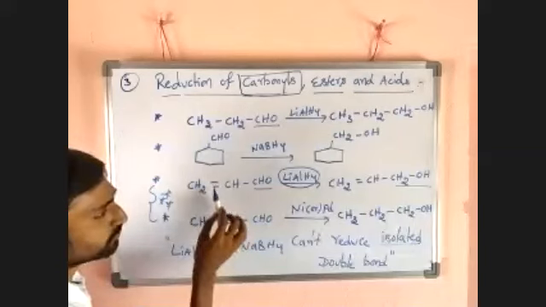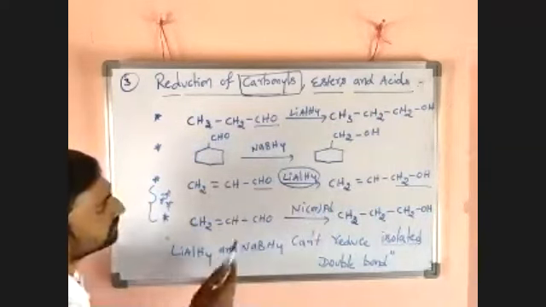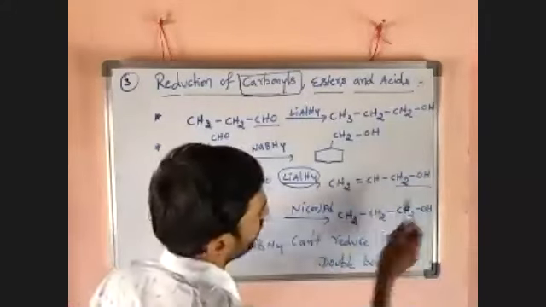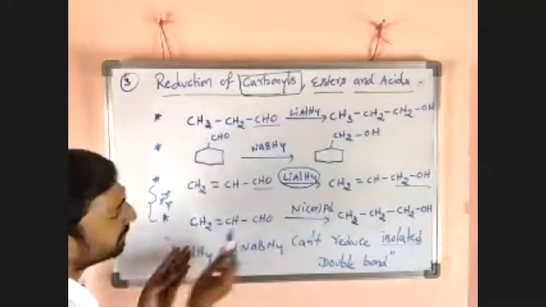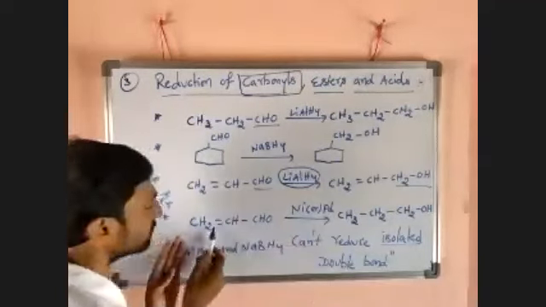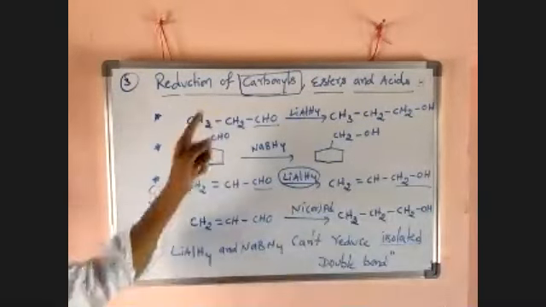So these types of questions are important from the IIT point of view. LiAlH4 and NaBH4 can just reduce CHO into CH2OH, but they cannot attack the single double bond. But nickel and platinum can also reduce the double bond into a single bond. Okay, so note down, these are the applications for aldehyde.